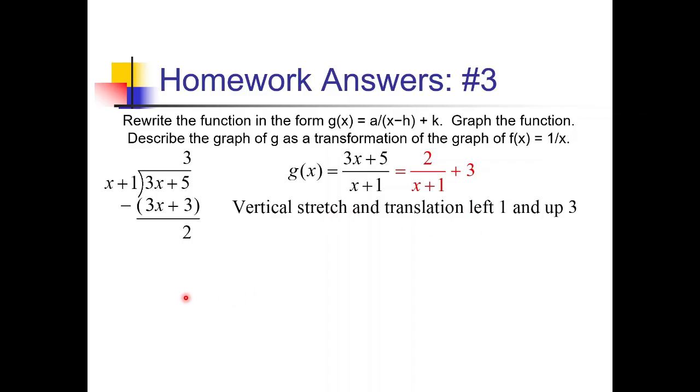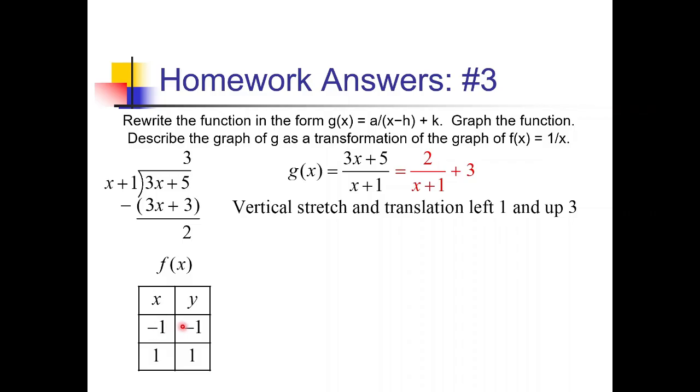Let's write out our parent function. That would be the 1 over x function, which I'll just call f of x. So that's going to be -1, -1, and 1, 1. That's our parent table. And then here's the f of x we're talking about too. They spelled it out in the problem.